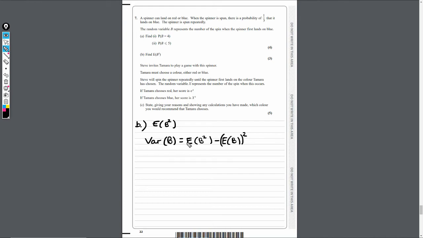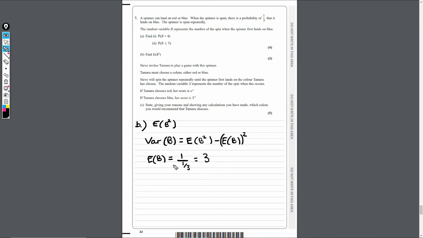Well, the expectation for B here is really easy. To work that out, all we do is 1 divided by the probability. Well, in this case, the probability of blue is 1 over 3. So it's going to be 1 divided by 1 over 3, which is just simply 3. Okay, so that's the expectation of B.